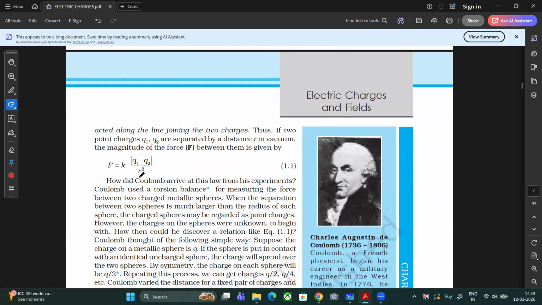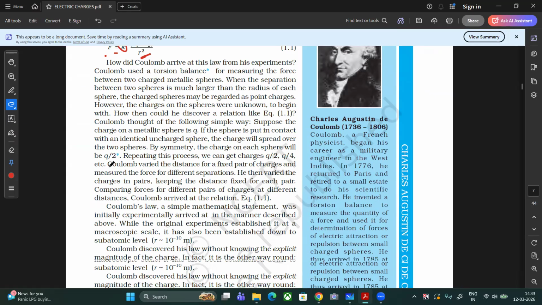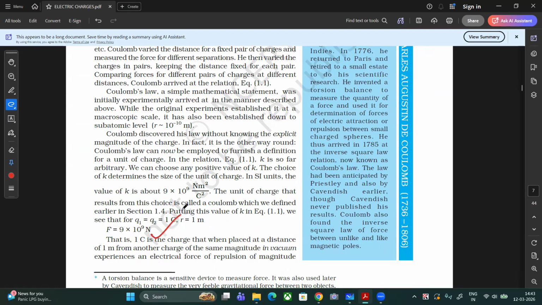The proportionality constant we use is K, called the constant, and we only take the magnitude of the force, so I just put a modulus here. The distance will be in meters. It is a very important term. Q1, Q2 may be positive or negative, but the force will always be taken as positive. K value is 1 by 4 pi epsilon naught. The value is 9 into 10 power 9 Newton.